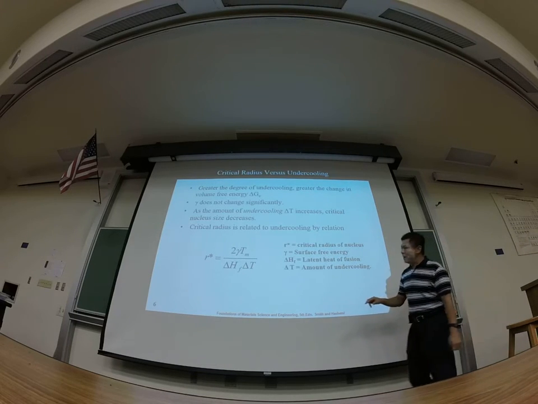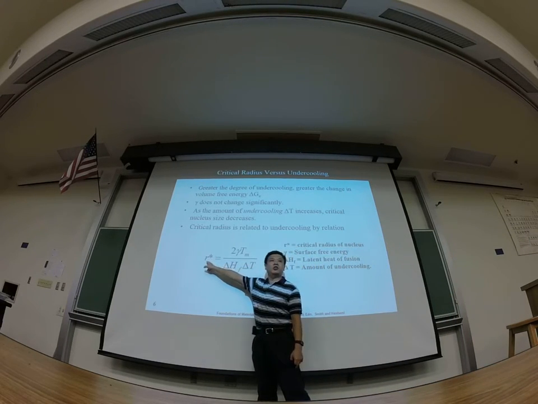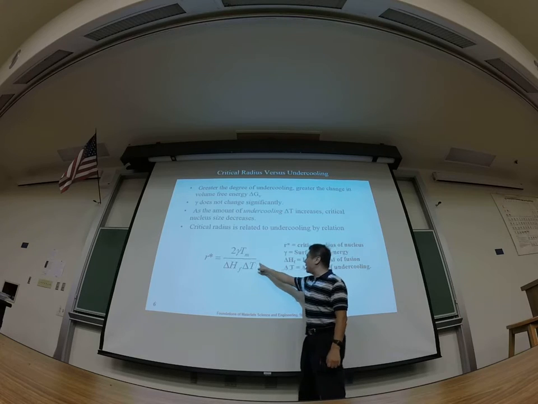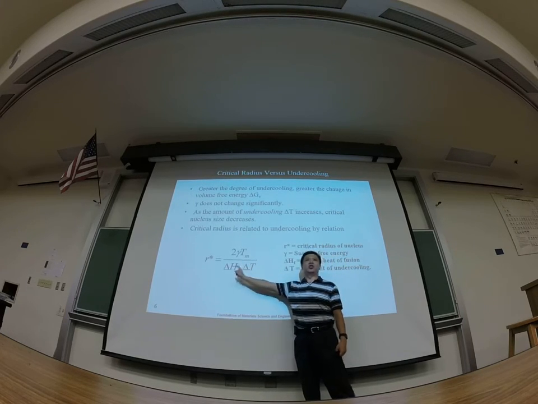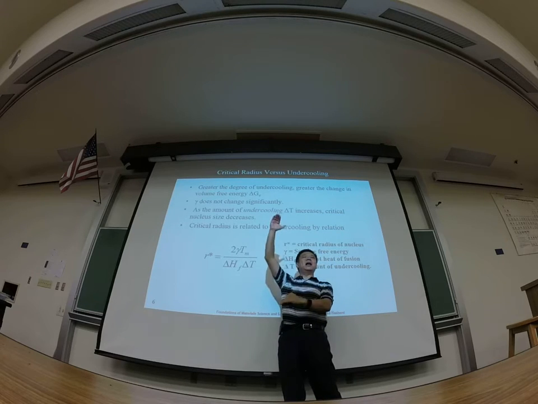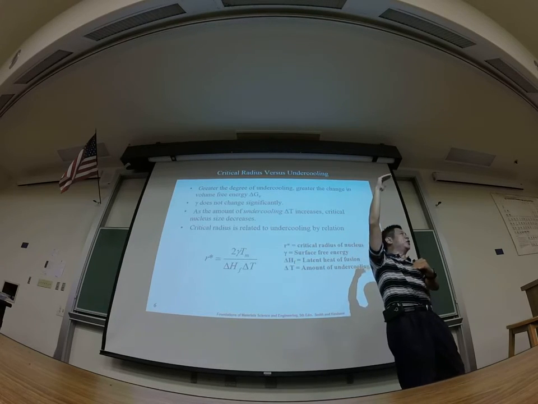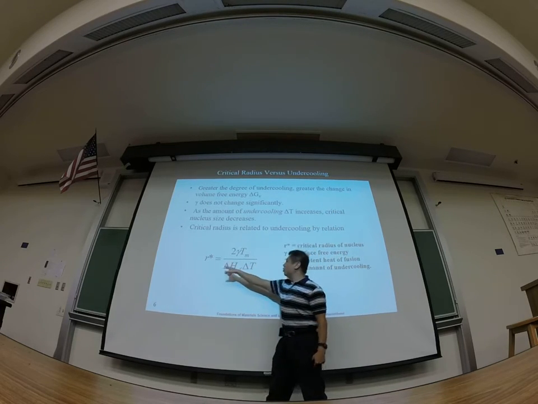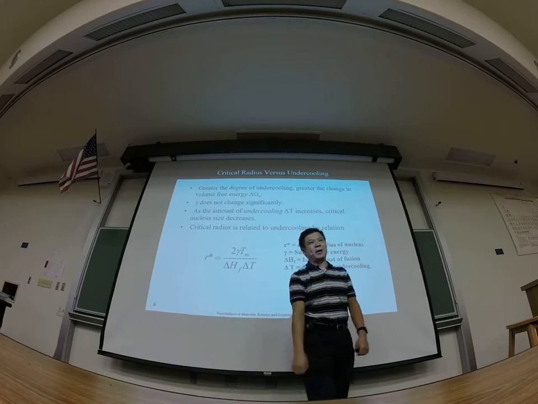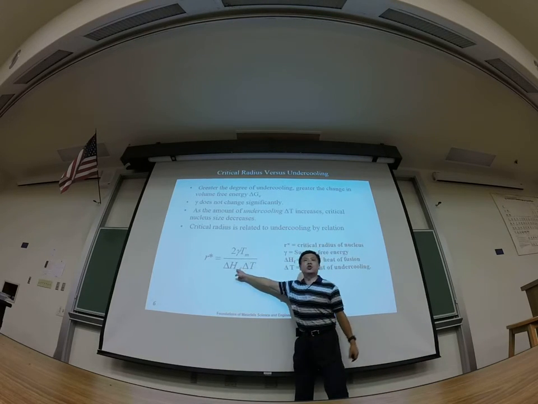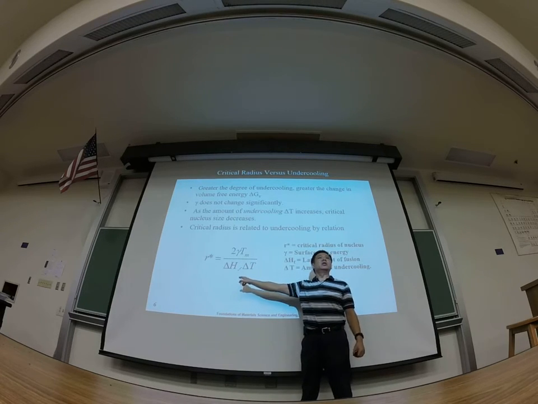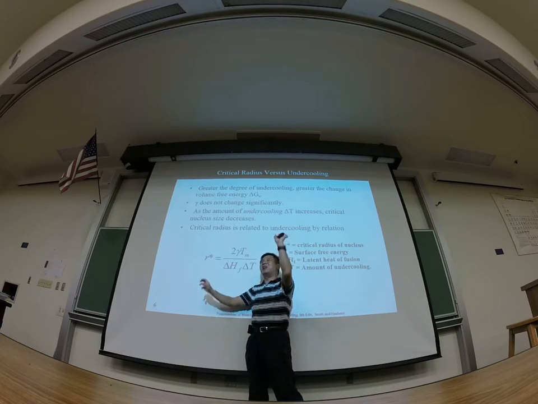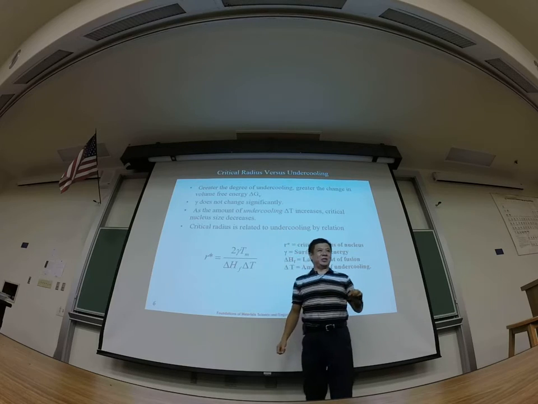As I mentioned, the critical size is affected by several parameters. The most important thing is delta T, the supercooling. That means the temperature difference between the melting point and the cooling point. The larger delta T, the smaller R star you need, right? So when you have a larger undercooling, the solidification process will be easier because you do not need a very large seed size. Right? So yeah, with that.